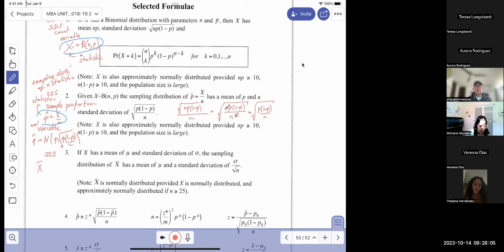X bar, if we know about X, where X has a mean of mu and a standard deviation of sigma, what do we know about X bar? So in other words, if we're talking about average grade, then what if we take the grade of one class, one semester, and we take the average grade of another class, another semester, and we take another average of another class in a different semester.